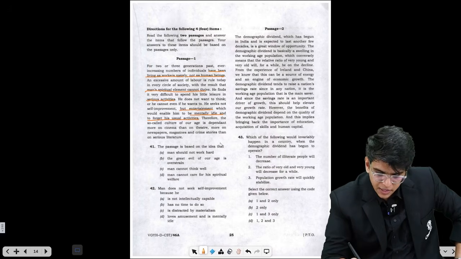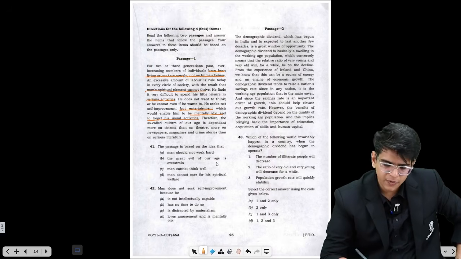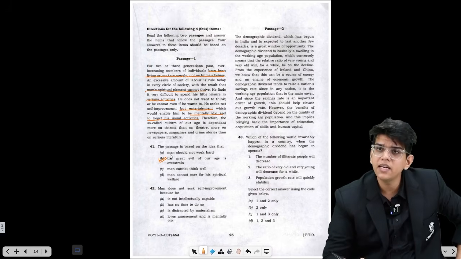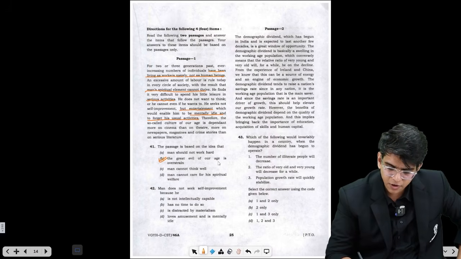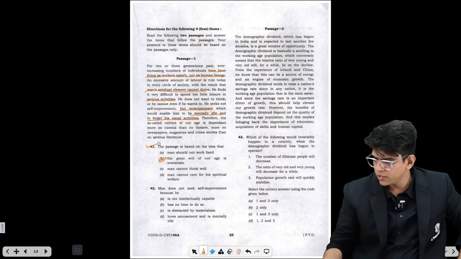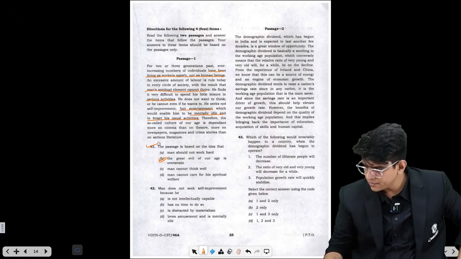The passage is based on the idea that men should not work hard. The great evil of our age is overstrain. Men cannot think well. Men cannot care for their spiritual welfare. So basically, the main thing of the passage is that the great evil of our age is overstrain. So this is the answer for 41. Done.